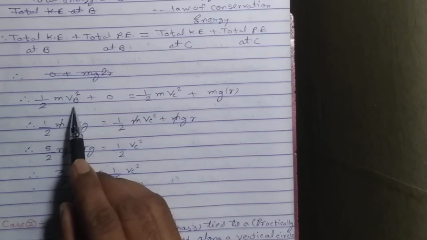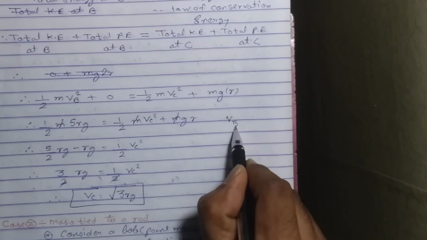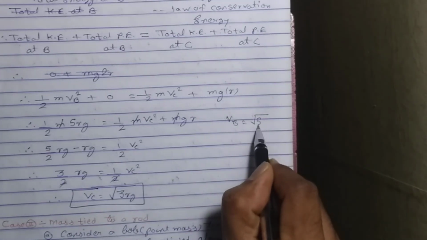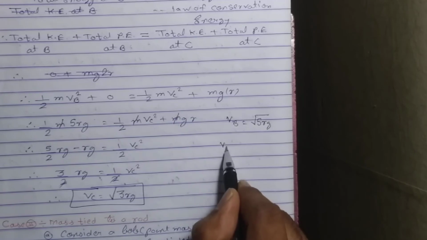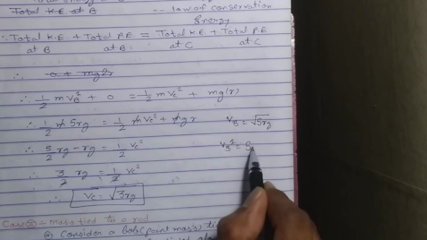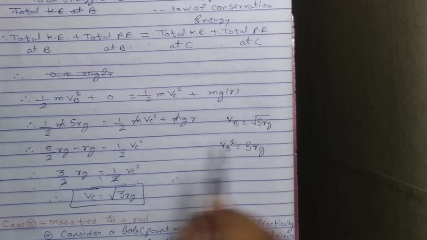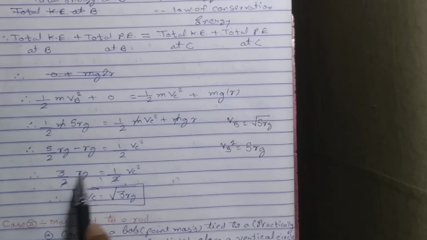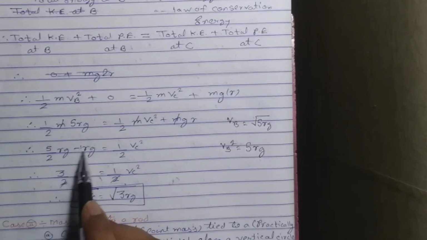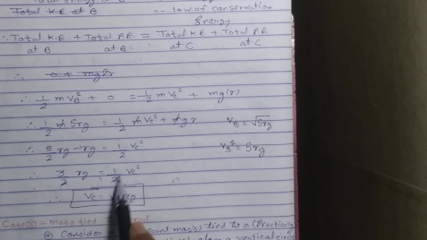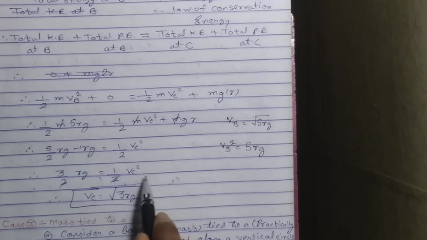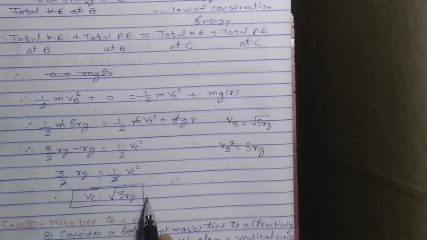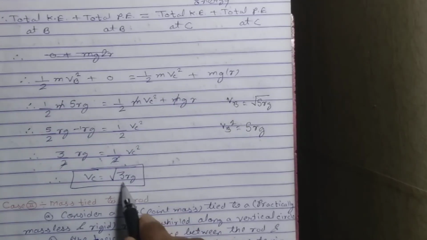What is the value of vb? We already found out, vb is under root of 5 rg. If I take the square, vb square equals to 5 rg. So I substitute over here. Simple mathematics. 5 by 2 minus 1 rg is 3 by 2 rg. Then the 2 gets cancelled. So vc square equals to 3 rg. If I take the square root, what will I get? Under root of 3 rg.